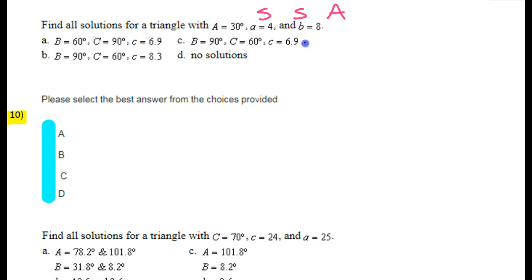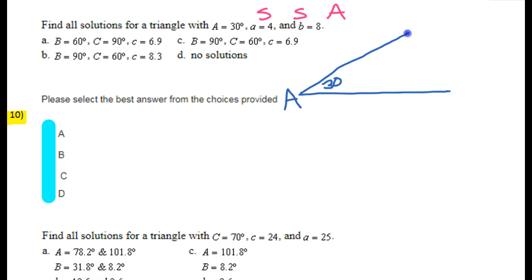Now, here's how you can test it out. Start by drawing a horizontal line. Take the angle that they gave you, always put it on the left. So that means the 30 degrees goes right here, and that's angle A.